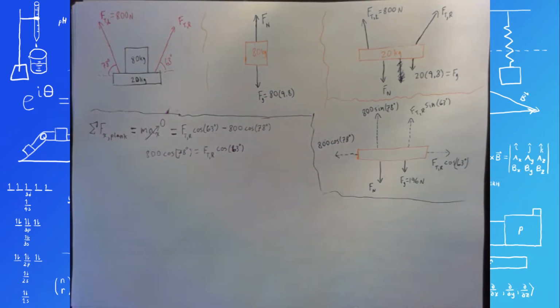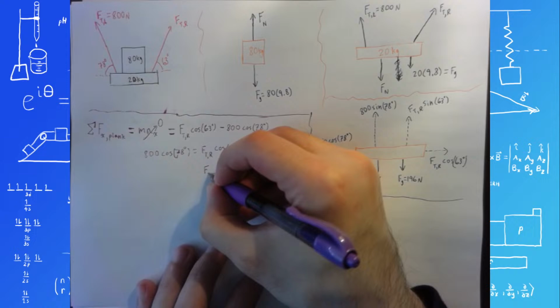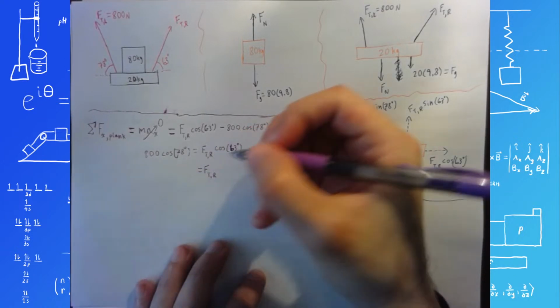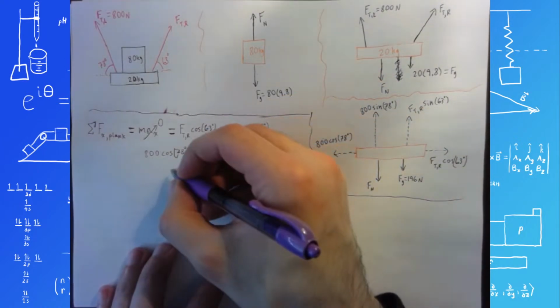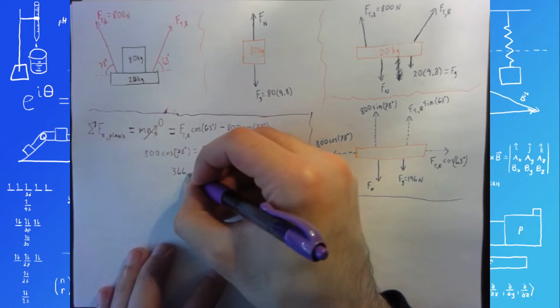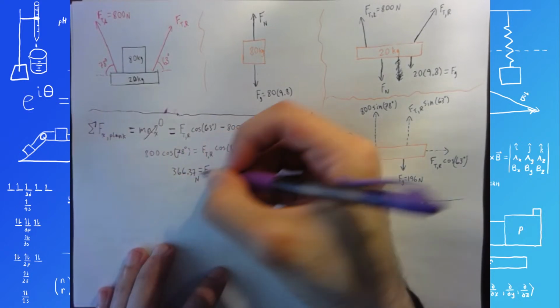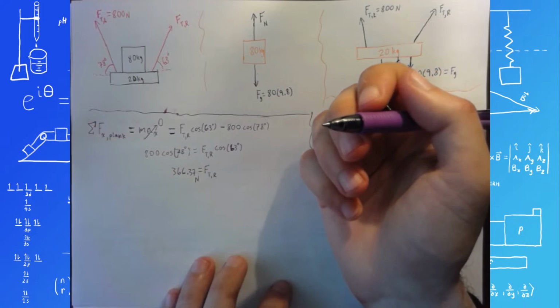So let's go ahead and put that in our calculator and see what we get. 800 cosine 78, close parentheses, divided by cosine of 63. And I get 366.37. I get force of tension right equals 366.37 newtons. So, did I get it correctly?